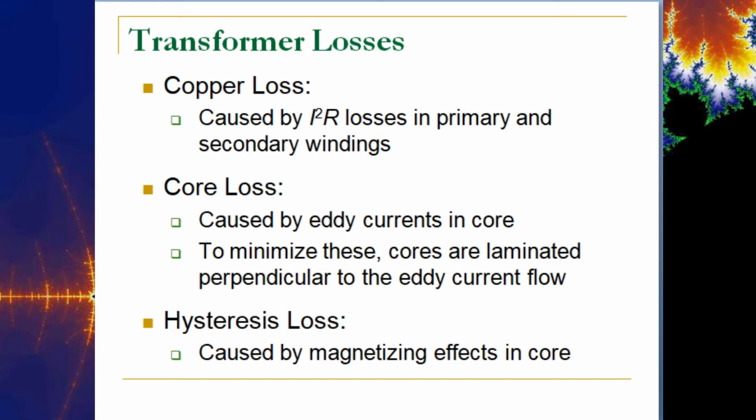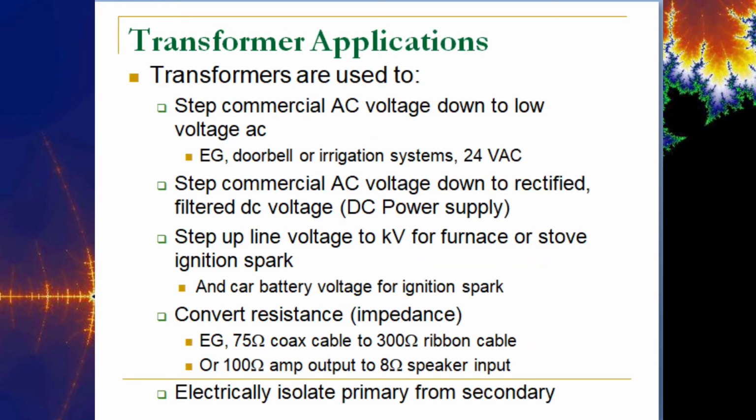So you can actually calculate these losses, and if you wanted to get a more accurate secondary voltage, you would want to take into account all of these things, especially if you were designing one to manufacture. You would know how much hysteresis loss there is, how much core loss there is, and how much you're losing in the windings, okay, to give better data to the person who's going to buy your transformer.